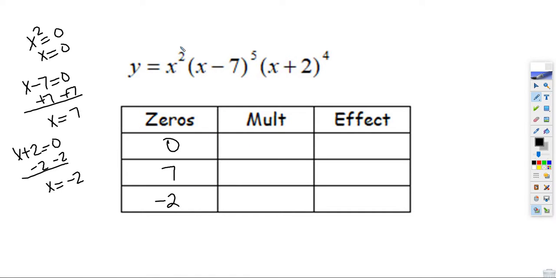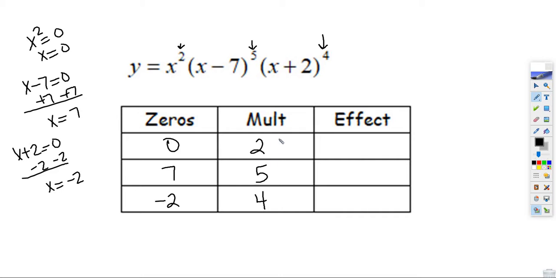For multiplicity, I'm going to look at that power. The first factor appears twice, so my 0 has a multiplicity of 2. The next factor appears 5 times. That's a multiplicity of 5. And the last factor appears 4 times, so it's a multiplicity of 4.